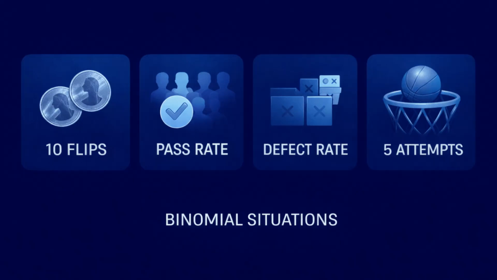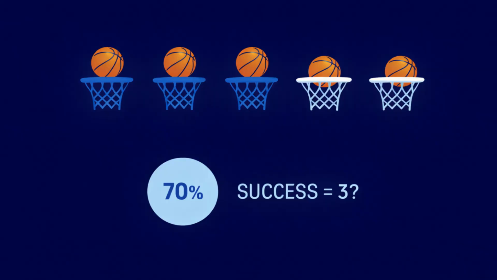Examples of binomial situations include the number of heads in 10 coin flips, the number of students who pass an exam out of a class when the pass rate is known, the number of defective items in a sample when the defect rate is known, or the number of free throws made out of 5 attempts. Now imagine a free throw shooter who makes a shot 70% of the time and takes 5 free throws.